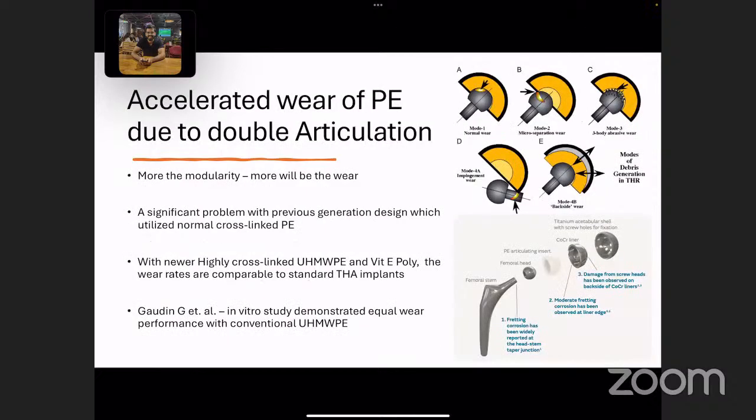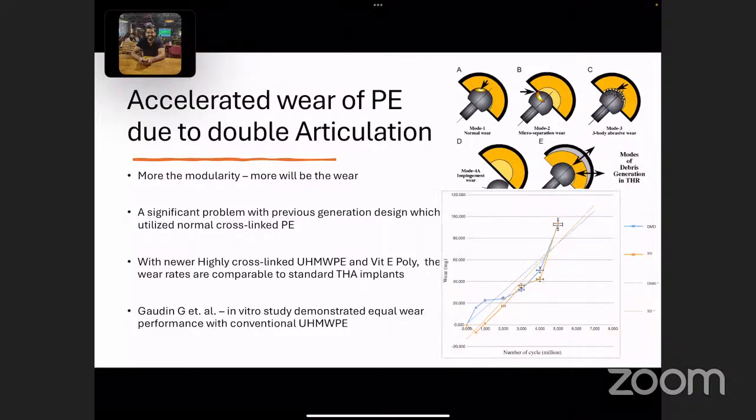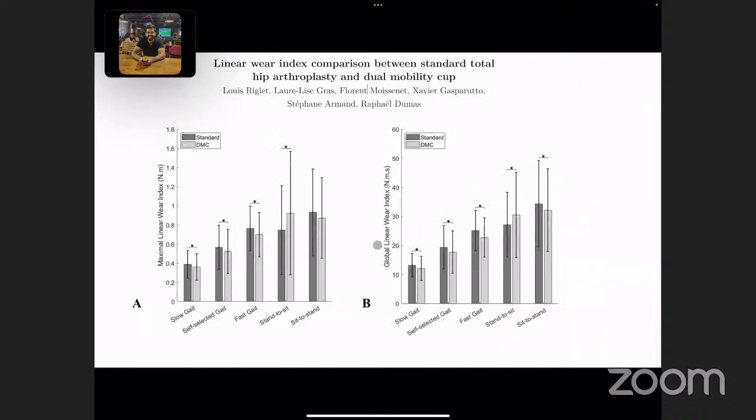Another point which was concerning regarding the dual mobility cup was the accelerated wear of the polyethylene because of the double articulation. This was a problem only with the previous generation designs. With the newer highly cross-linked ultra-high molecular weight polyethylene liners and vitamin E polyethylene, the wear rates are now comparable to standard total hip arthroplasty implants, and this has been proven by both in vitro and in vivo studies.